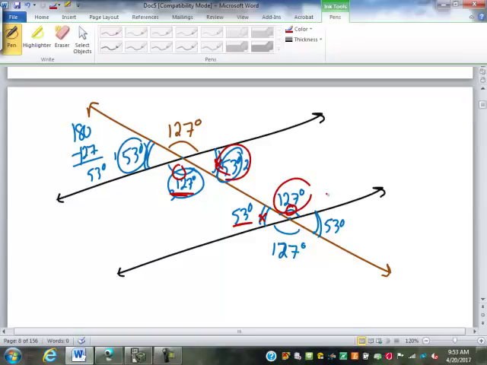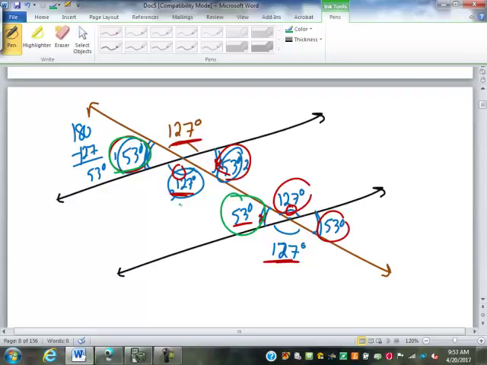There's alternate exterior angles. Alternate still means opposite sides of the transversal. Exterior means outside of the parallel lines. So these two are alternate exterior. They have to be the same. These two are alternate exterior. They have to be the same. There's corresponding exterior angles. Have to be supplements. There's just corresponding angles. Have to be equal. Corresponding angles mean they're on the same side and they're in corresponding positions.